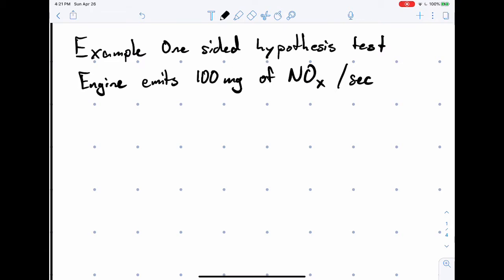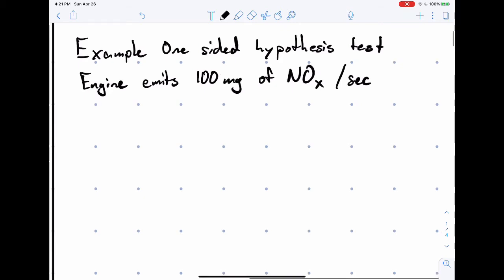So they come up with some new design or some modification to the engine, and they say that they'll use the new design if they can show that the new design has less than 100 milligrams per second of this pollutant. So we'd like to show that it's less.